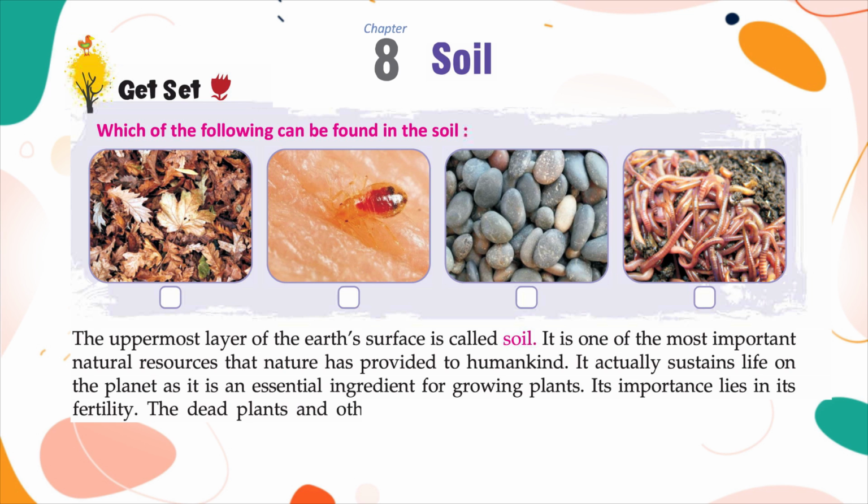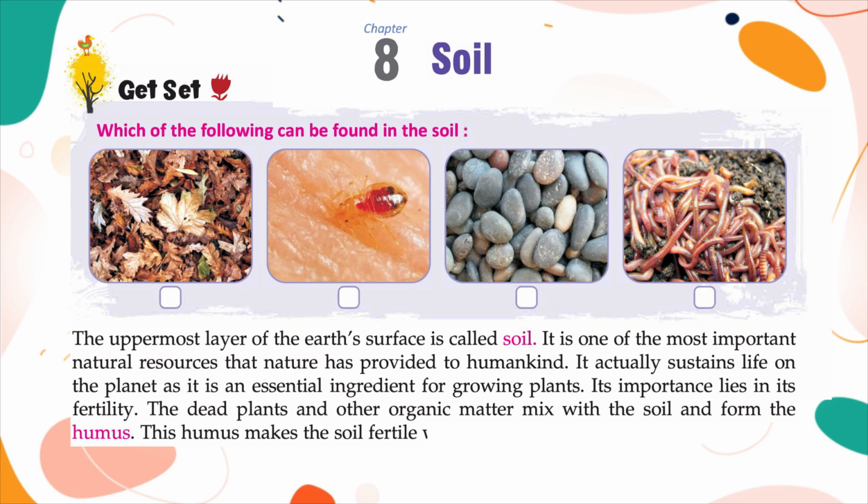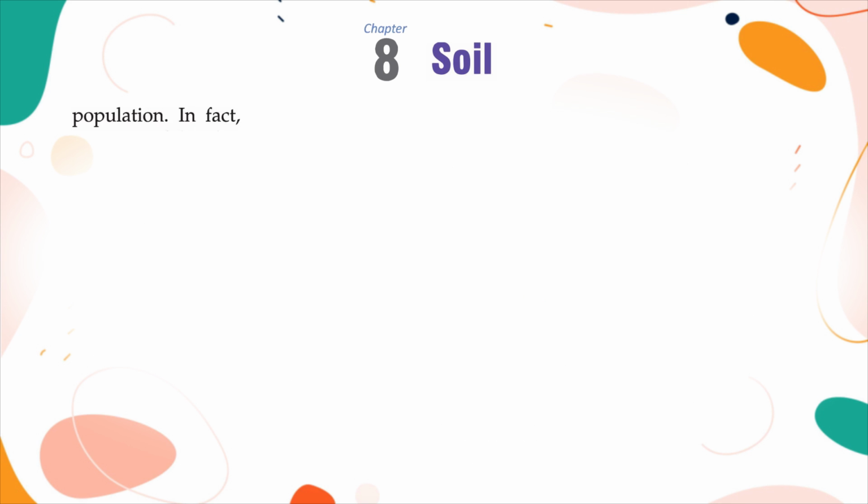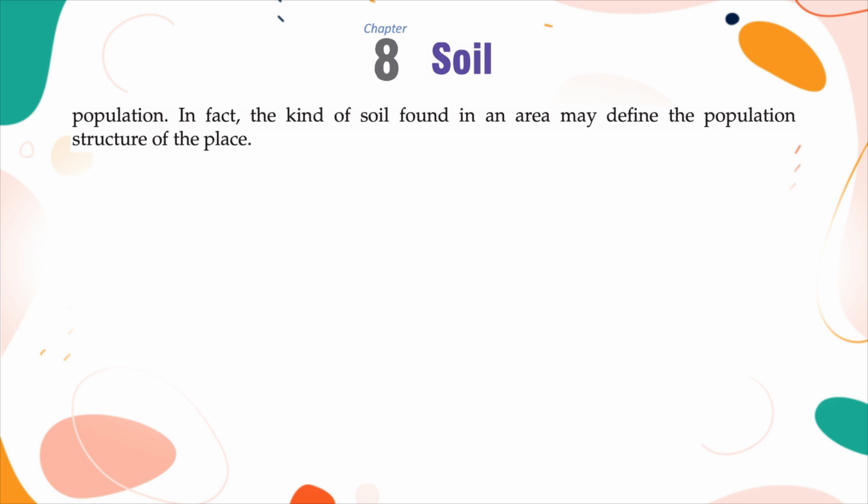The dead plants and other organic matter mix with the soil and form the humus. This humus makes the soil fertile, which enables the growth of crops as well as natural vegetation. That is why the soil matters the most when it is near human population. In fact, the kind of soil found in an area may define the population structure of the place.